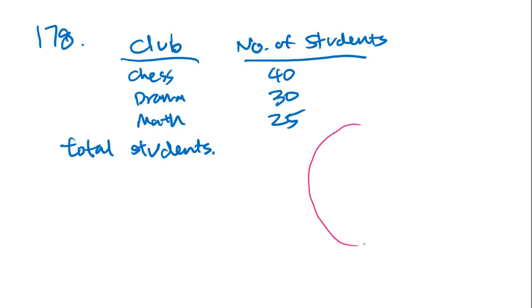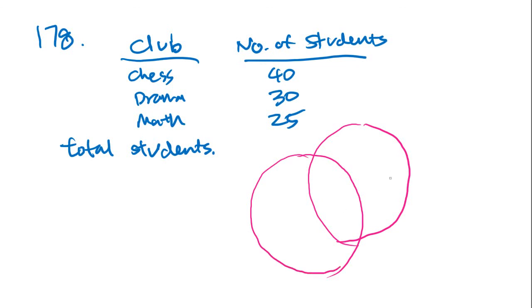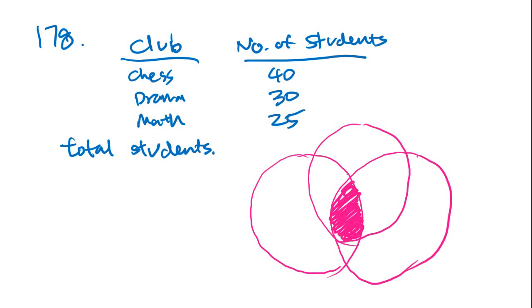Let's hope so. So here's circle 1, and circle 2 I'll draw like this, and circle 3, I guess. Well, it's not perfect. Okay, it'll have to do. Anyway, they said that there are no students in all 3 courses, so I'm going to black this part out. And then let's make this chess, drama, and math.